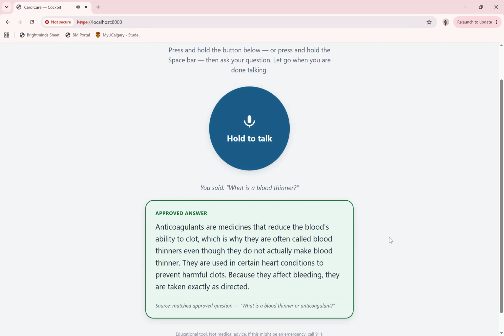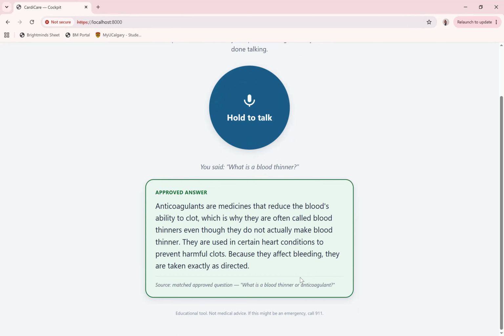So here we can see that Cardibot found a matching approved question and then gave the corresponding answer. However, if a matching question is not found, then the system will abstain from answering and point the patient to their care team. So here I'll ask a non-approved question. What should I do if I missed my heart medication?